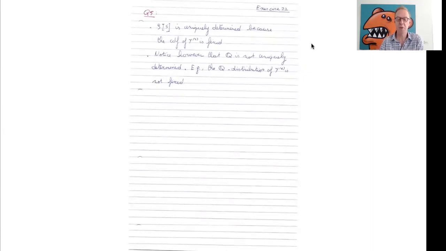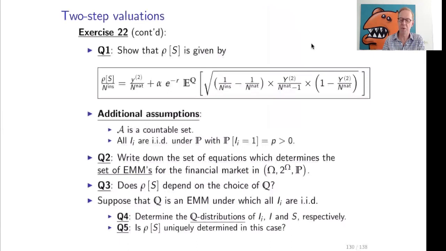For instance, the Q distribution of Y1 is not fixed yet. But let us have a look at this expression. If we know the distribution of Y2, here we have just an expectation under Q of a function of Y2. And the distribution of Y2 is fixed, so the expectation under Q of this term is indeed fixed. So rho S is uniquely determined in this case.